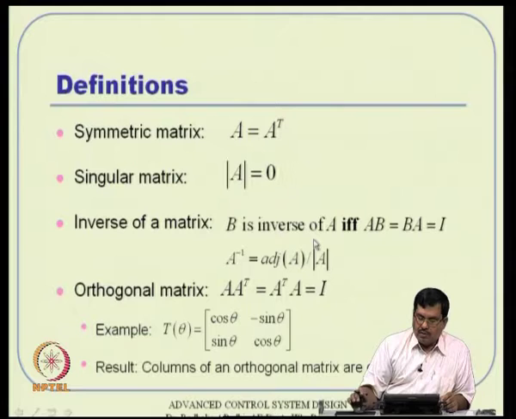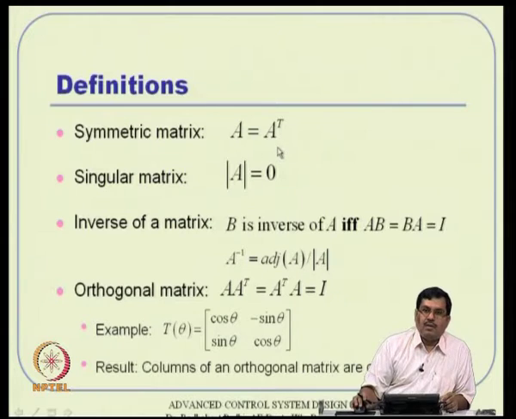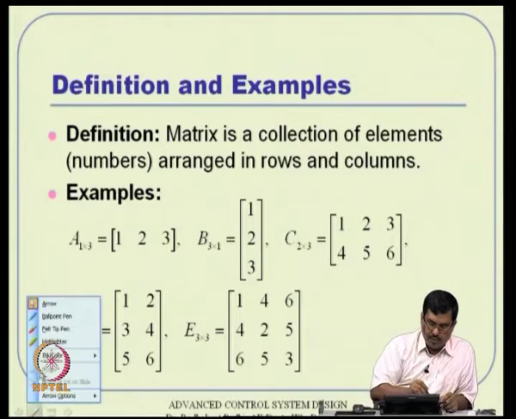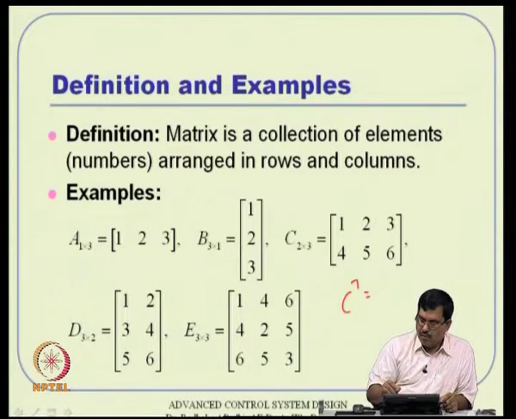And then some further definitions. We call a matrix symmetric if it satisfies A equal to A transpose. What is transpose, by the way? If you exchange the rows to columns, and columns to rows, then it becomes the transpose. For example, if it is C here and you take C transpose, then 1 2 3 will be down, and 4 5 6 will be next to that. So this will be 1 2 3 here and 4 5 6 there, that is C transpose.